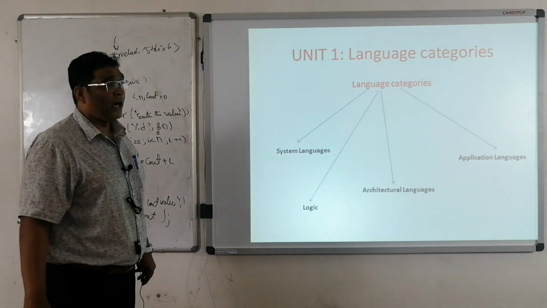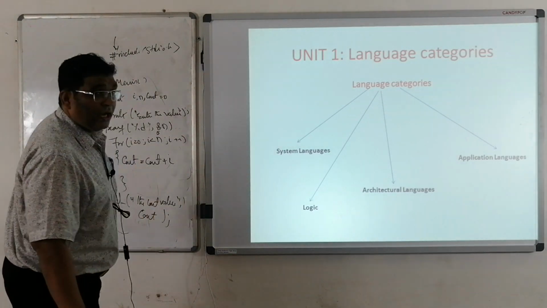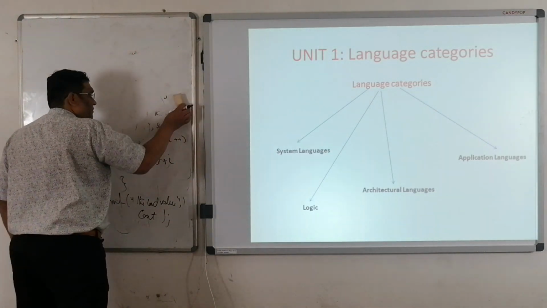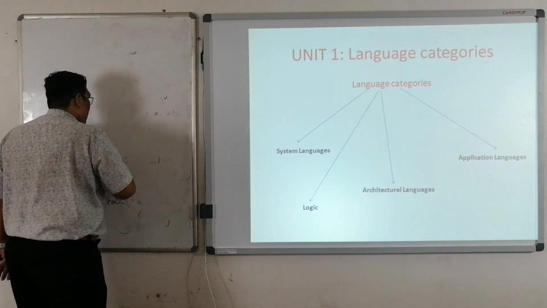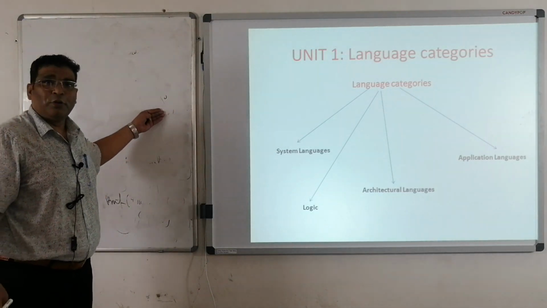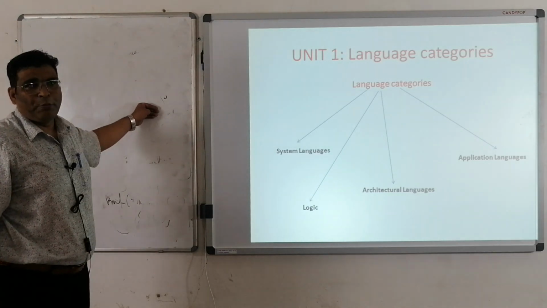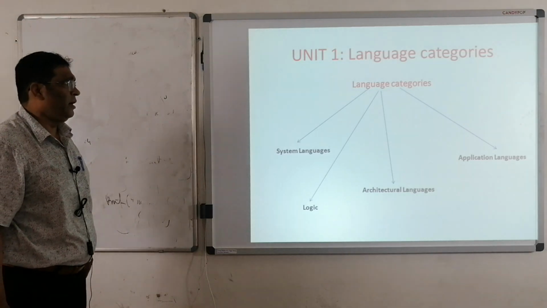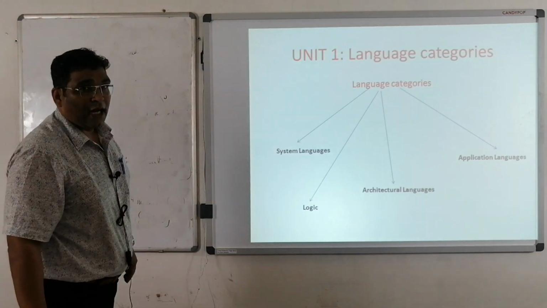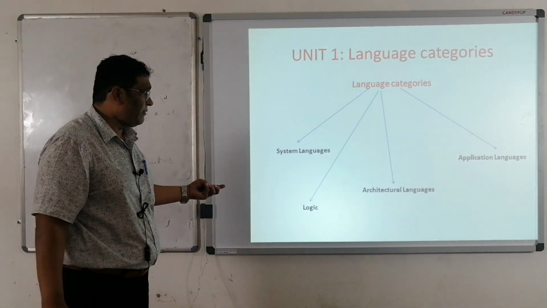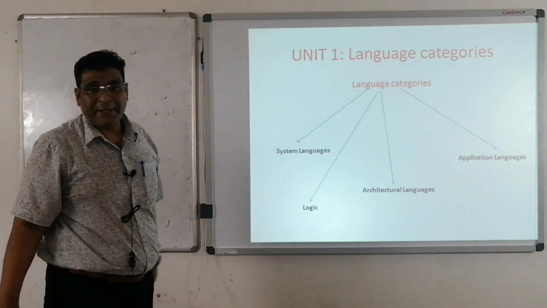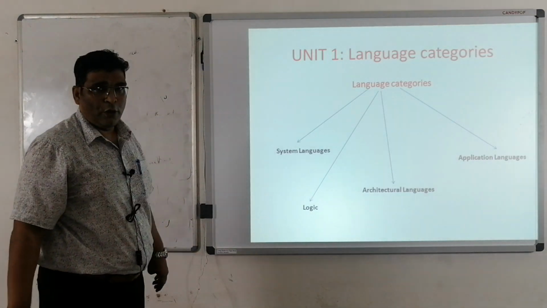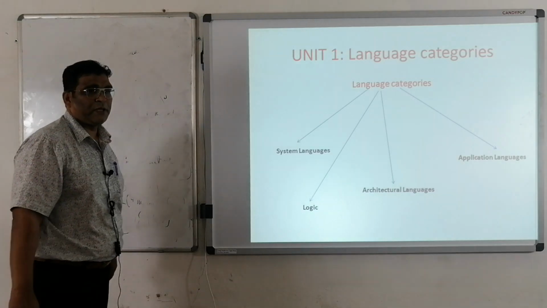This is about other language categories. We have seen this part. Now let's move on. And whatever example I am writing on the board, please note it down, that is more important here. When you write an answer, you can explain it with the help of an example. Language categories are divided into 4 parts: system language, logical language, architecture language, and application language. These are the 4 categories. We are going to see all 4. Next slide, please.